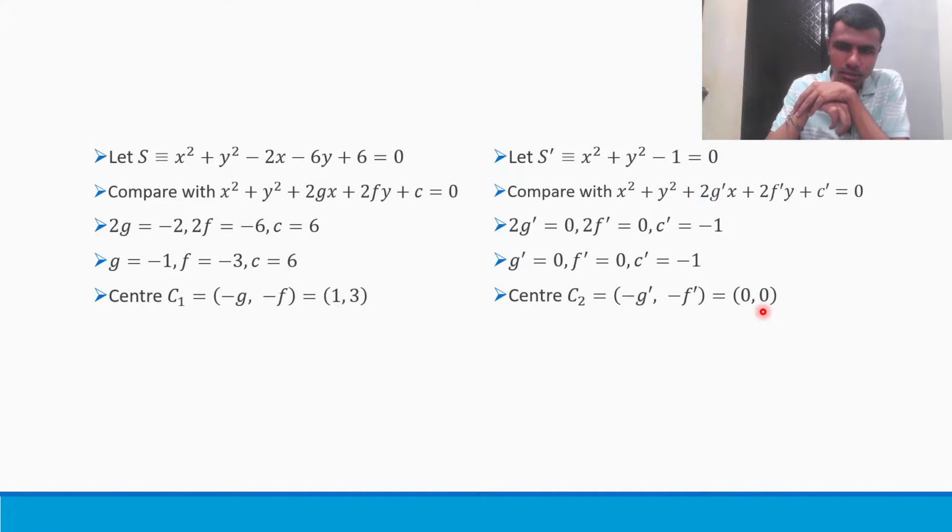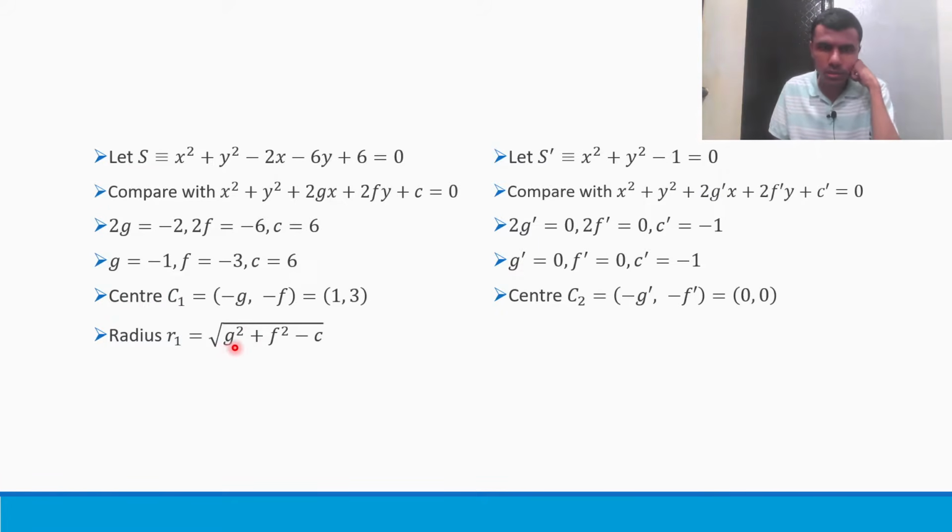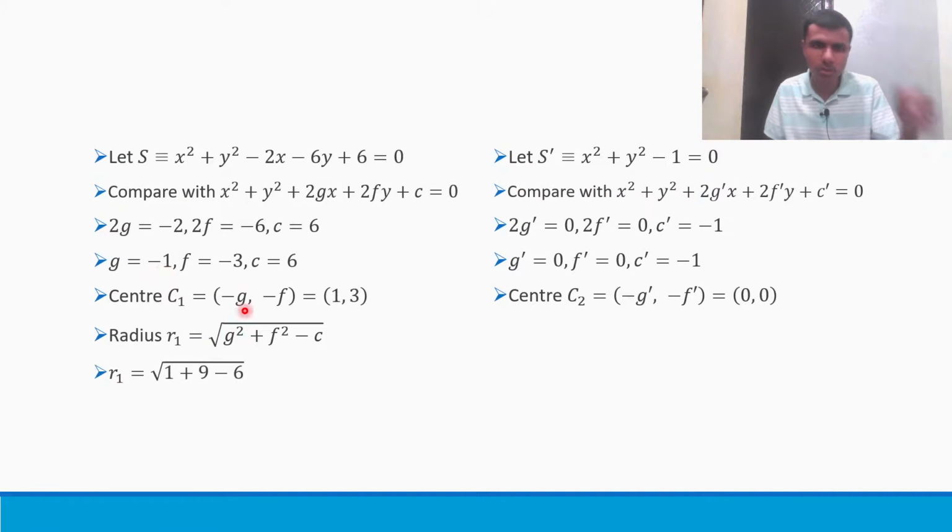Next I have to find out the radius. Radius formula is under root g square plus f square minus c. So under root minus 1 whole square plus minus 3 whole square minus 6. G is minus 1, so g square is 1, f is minus 3, so f square is 9, and minus 6. 1 plus 9 is 10, 10 minus 6 is 4, so r1 is under root 4, which is 2.